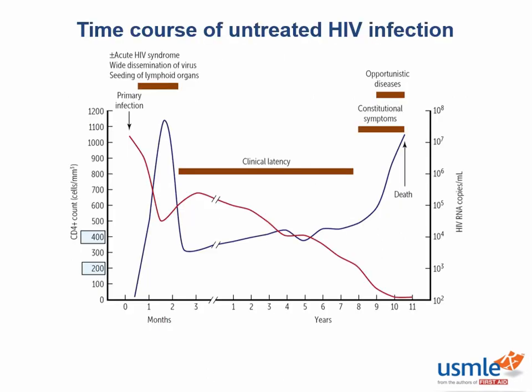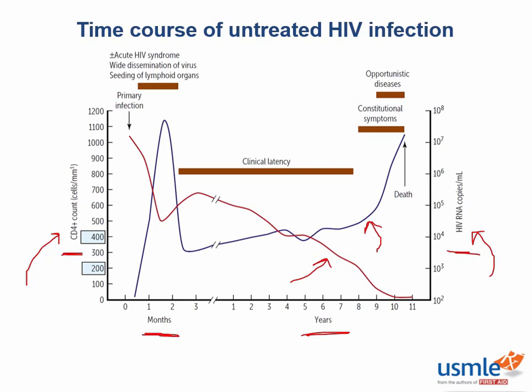This graph shows the course of an HIV infection in individuals who are not treated with antiviral medications. We can see that this graph has a double y-axis, with the axis on the left side illustrating the CD4 count as represented by the red line, and then on the right we see the HIV RNA copies per milliliter, or the viral load, represented by the blue line. The x-axis represents time in months and years.